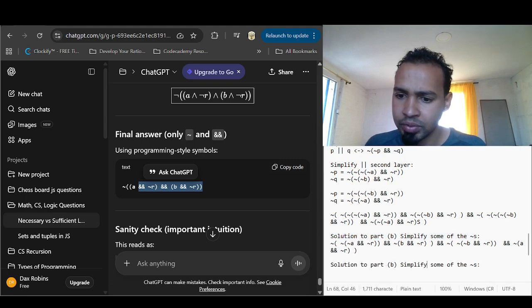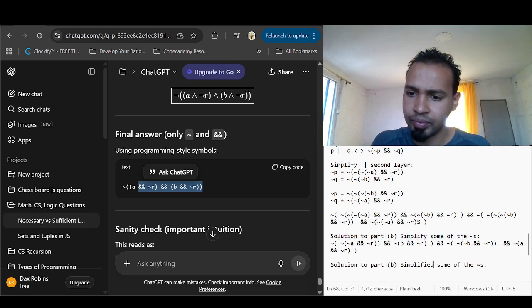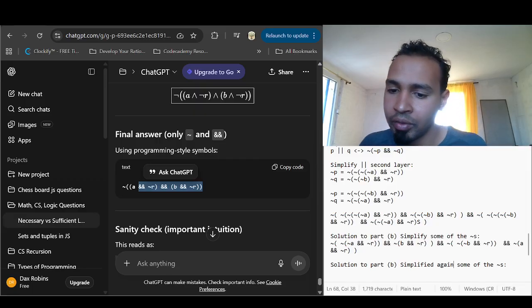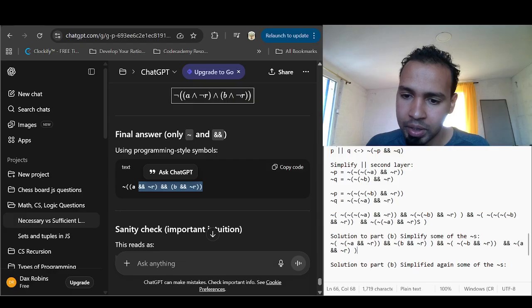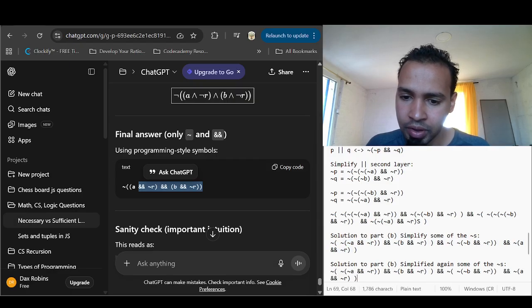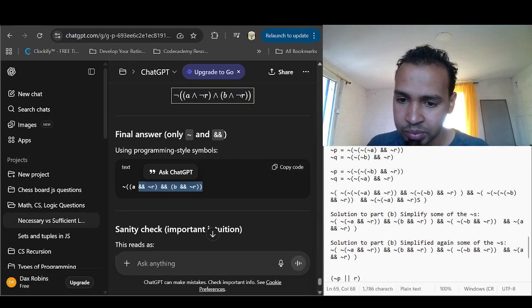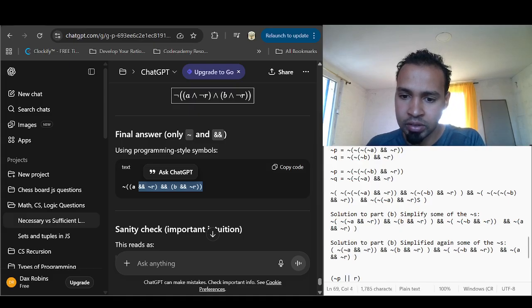Solution to part B simplified again. I highly recommend you watch the previous video if you want to understand what I'm getting at right now. But the idea is to simplify this expression as much as possible. So for example, I think this not is going to simplify with that not. And then same thing over here. Boom.